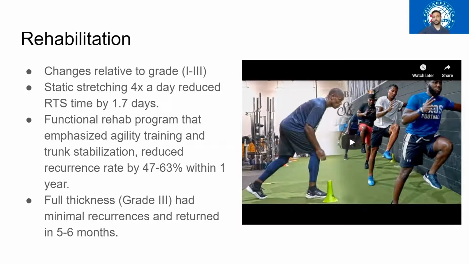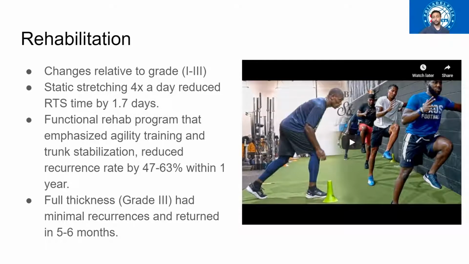Functional rehab included agility and trunk stabilization, and it reduced the recurrence of the strain by 47 to 60% within 1 year. And this was compared to another group that saw the injury come back within the first, I think it was 6 weeks. I can look into that a little bit more and get the specific numbers.